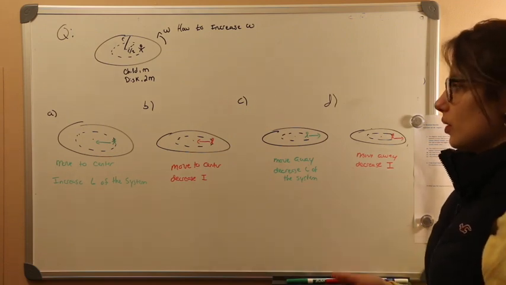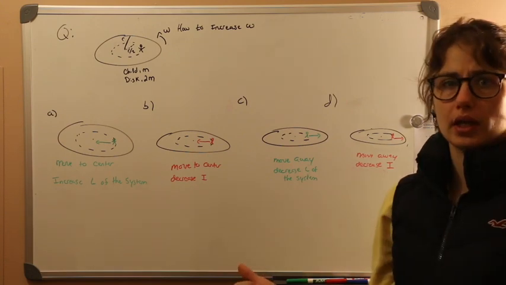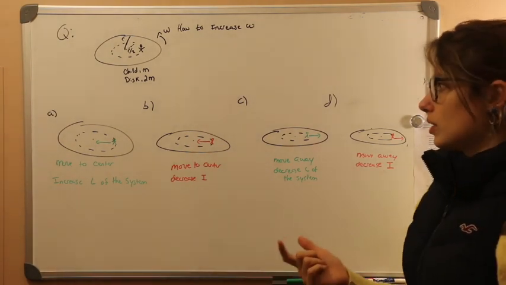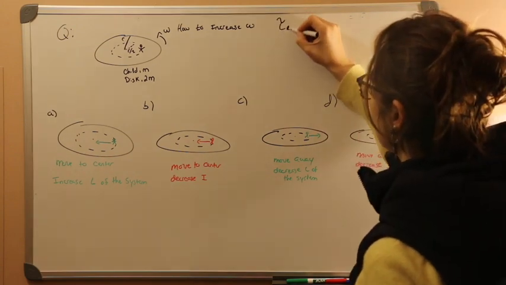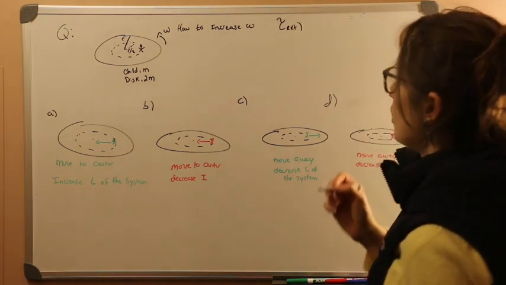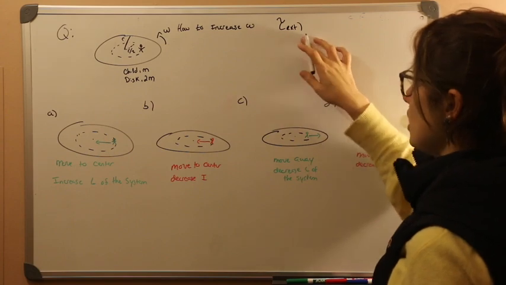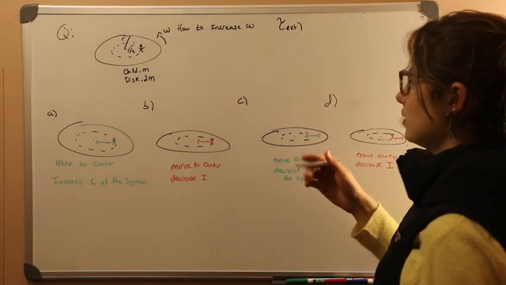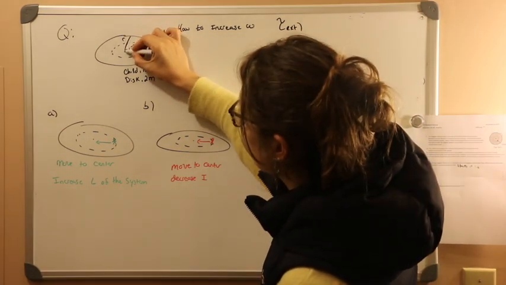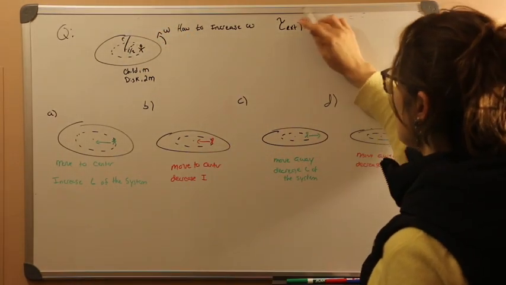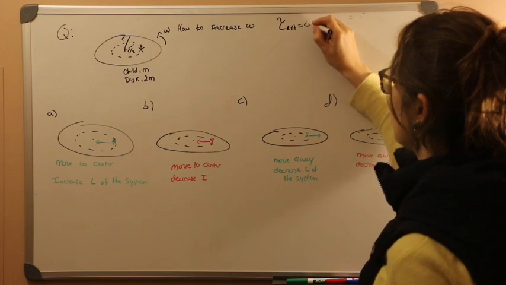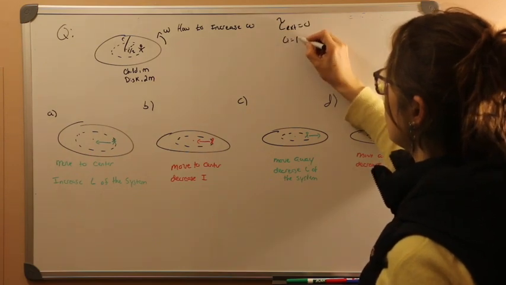So first, what is our system? Our system is the boy and the merry-go-round. If there are no external torques, let's think about that. The only external force is the pivot here, but it's got no lever arm. So there is no external torque. So therefore L initial equals L final.